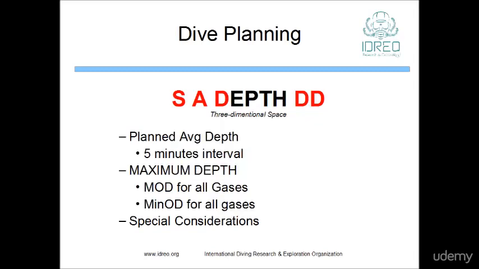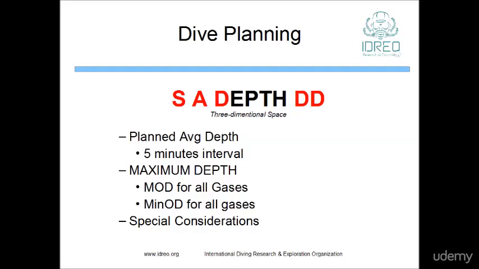Next in the acronym is D. The first D is for depth. How deep are we going to go? What is our planned average depth? Remember that to make an average depth, you can just look at your depth gauge every 5 minutes and make an estimation. However, if you dive in standard mixes, you have a larger range, so you don't have to be that accurate.